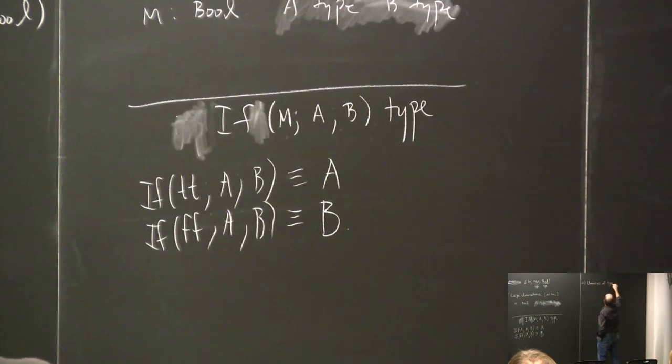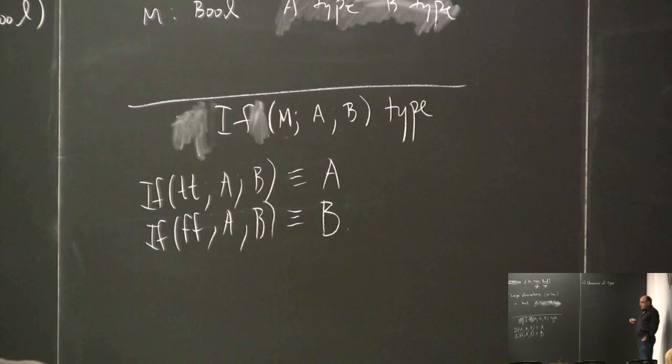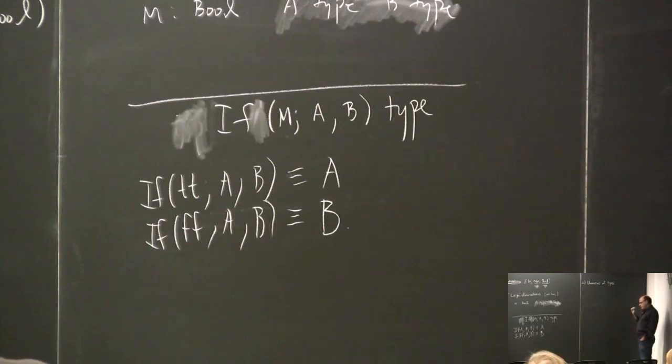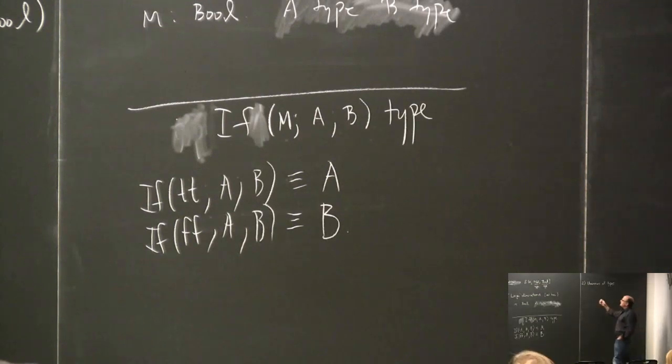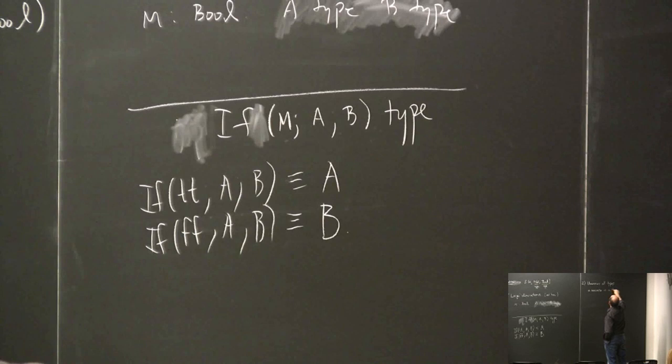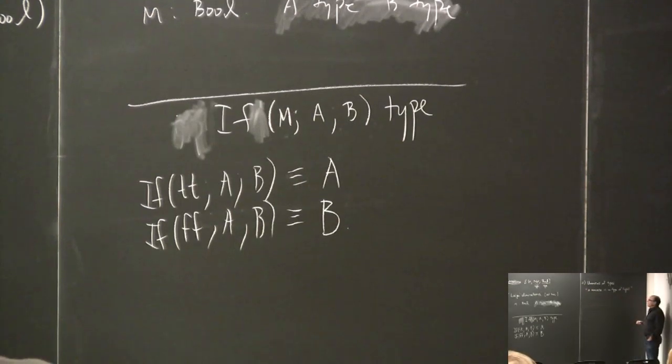And that's what I want to introduce next. So it's difficult to give a definition of what is a universe. I can show you, here's a thing which is a universe, and here's this other thing which is a universe, but it's a little hard to say what qualifies as a universe. So I will just say, informally here, a universe is a type of types.